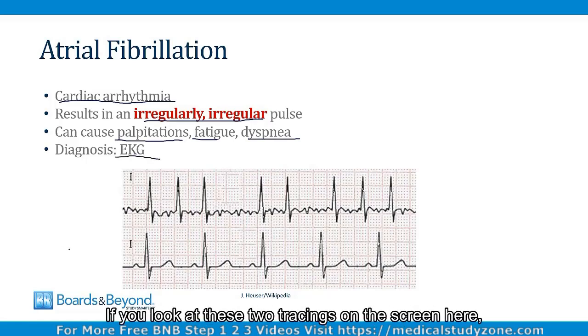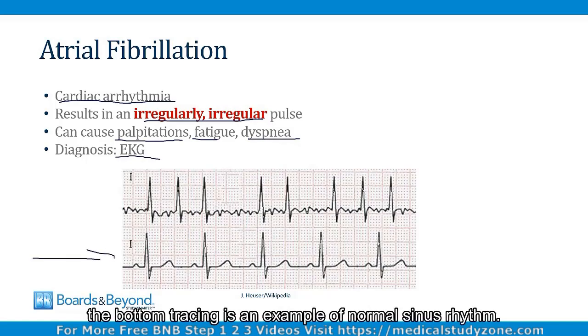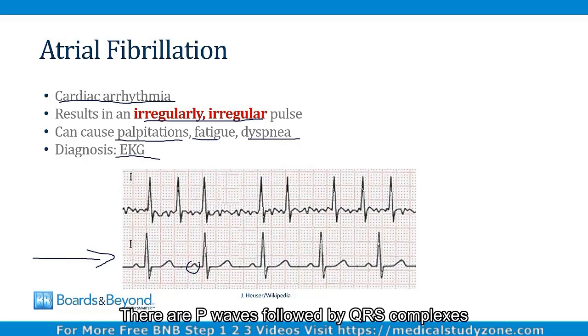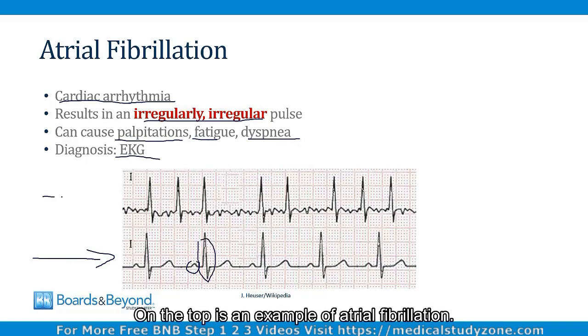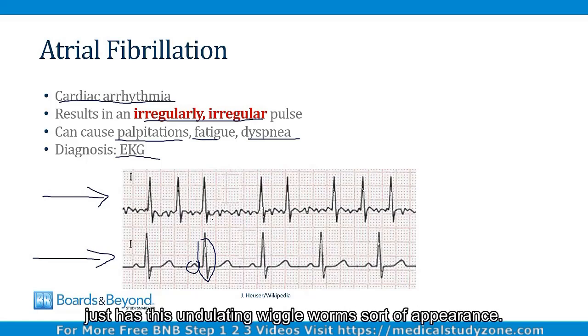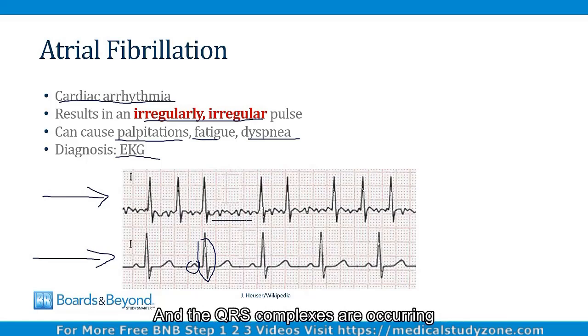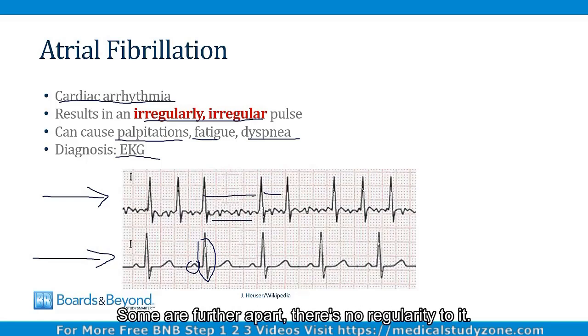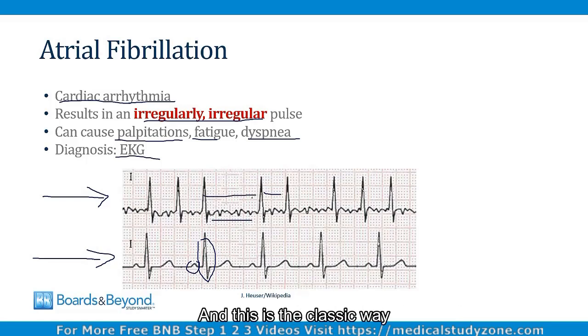If you look at these two tracings on the screen here, the bottom tracing is an example of normal sinus rhythm. There are P waves followed by QRS complexes occurring at regular intervals. On the top is an example of atrial fibrillation. There are no P waves, and the baseline just has this undulating wiggle worm sort of appearance. And the QRS complexes are occurring at irregularly irregular intervals. Some are close together like this, some are further apart. There's no regularity to it. And this is the classic way that atrial fibrillation looks on the ECG.